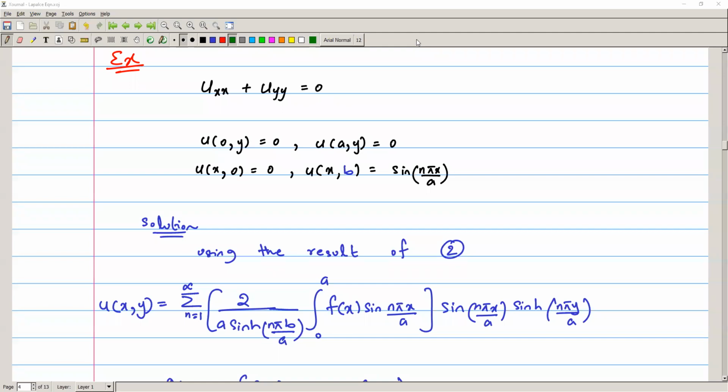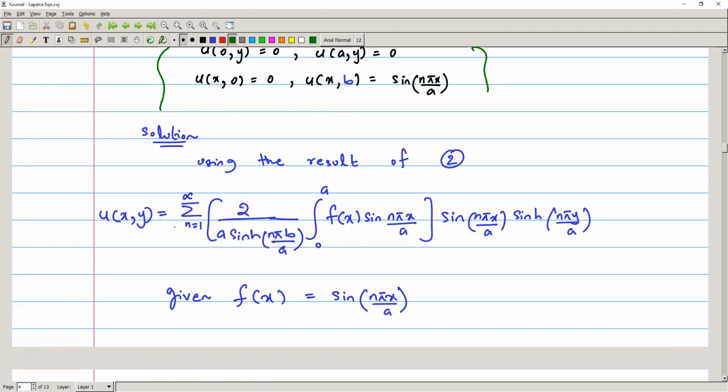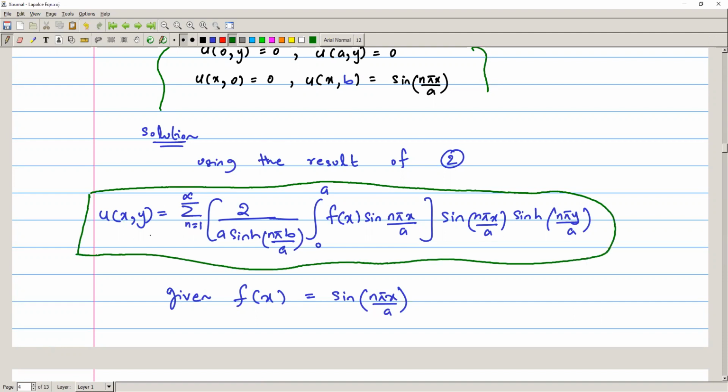Now we will take an example. So here is the example: u_xx plus u_yy is equal to 0. And given the boundary conditions, we already found the general solution for these boundary conditions, so we'll write it directly here. We know that the solution for this type of problem is given by this equation. So we just need to find the Fourier series, we need to find this particular value, right?